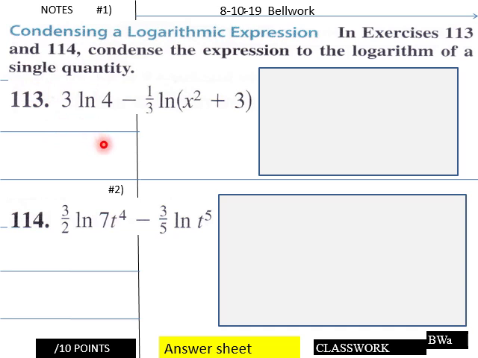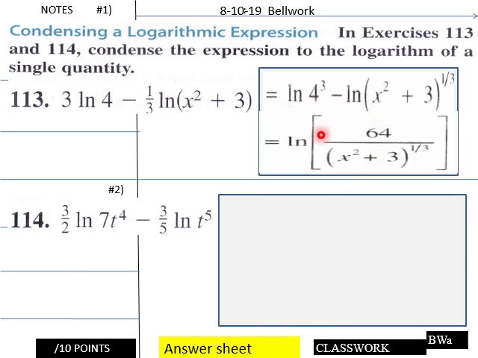For 113 here, we got 3 times natural log 4 minus 1/3 natural log quantity x squared plus 3. The solution for that, our first step, will be natural log 4 cubed. This will go up here as our exponent. Remember your rules for expanded logarithmic expressions. This constant out in front will become an exponent, and then minus our 1/3 will again go over here and become an exponent: 1/3 natural log quantity x squared plus 3 to the 1/3 power, and then further turning that into a single expression here.